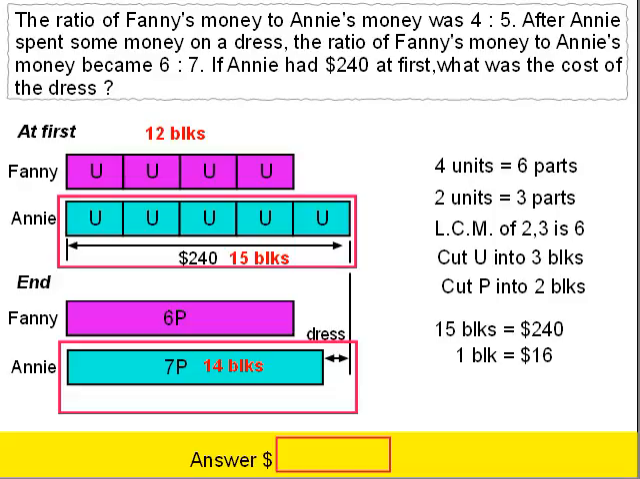Okay, but in the end, Annie had 14 blocks left. That means to say that the dress cost 1 block of money. So the dress is 1 block, which is equal to $16, because this is what we calculated, and therefore we know that the dress costs $16.